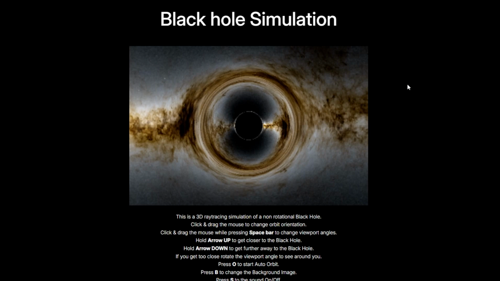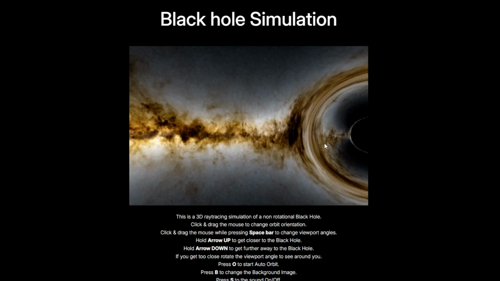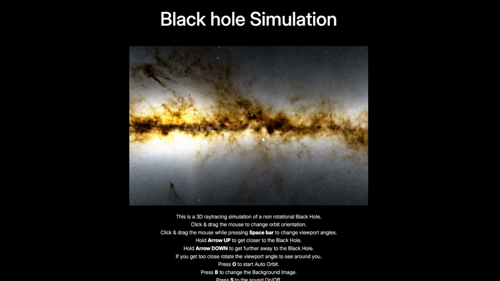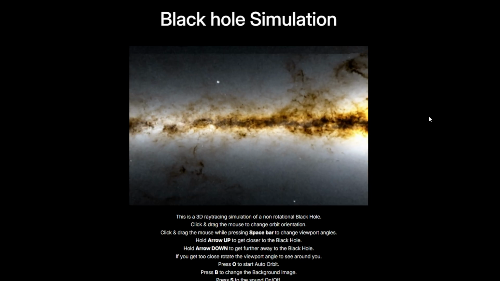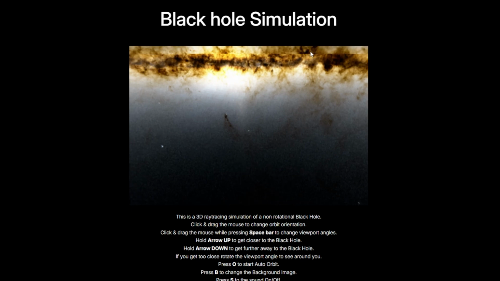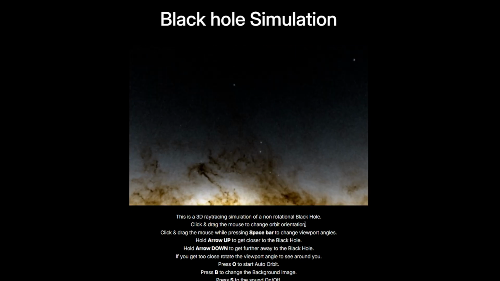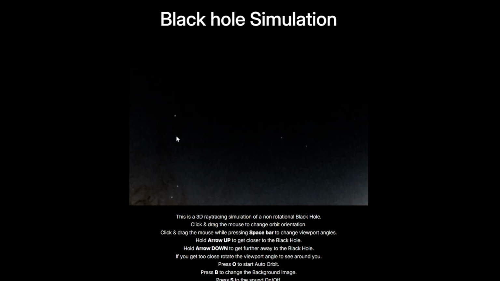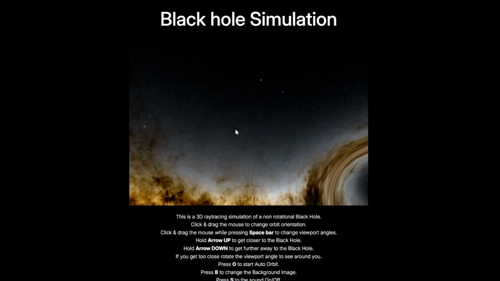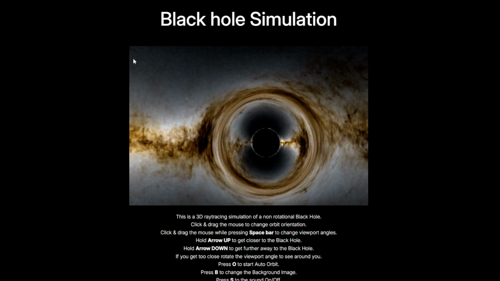Okay, so this is the simulation of the black hole in 3D space. What I'm seeing here is the black hole, of course, and the distortion created by the Schwarzschild metric. And all around me, I have the night sky. This is actually an image of the Milky Way. Up and down, there's not much to see. However, in the galaxy plane, I have a lot more detail.